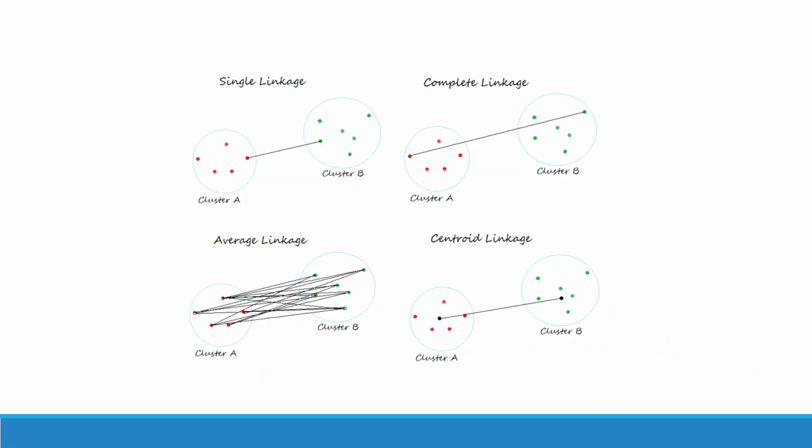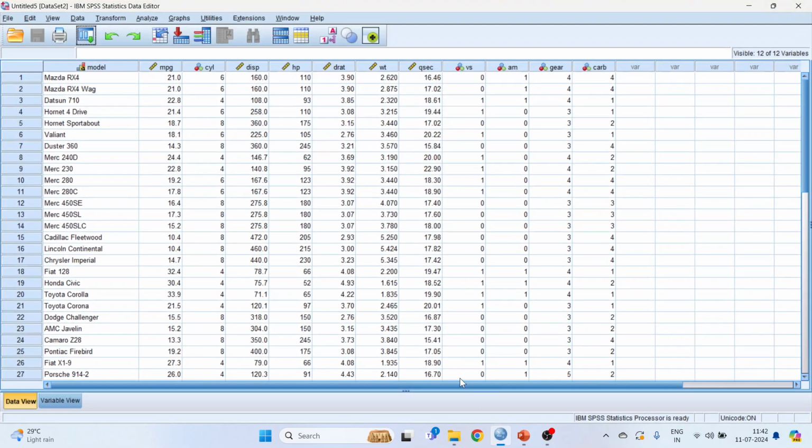Now let's run the cluster analysis in SPSS. So this is a data set. In the first column, we have the brands of the car: Mazda, Datsun, Hornet, Valiant, Mercedes.